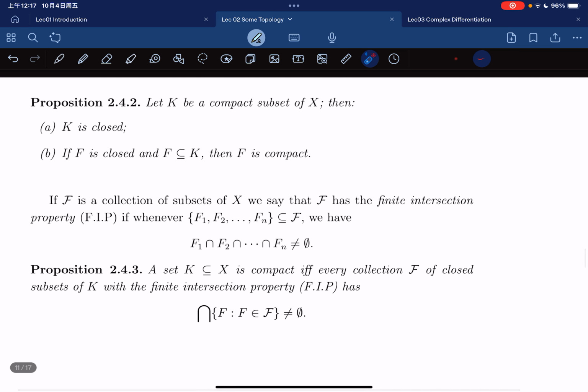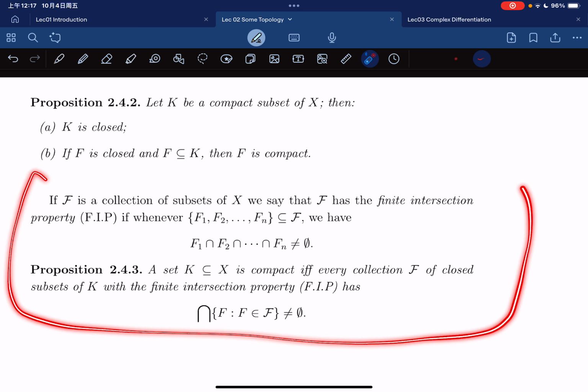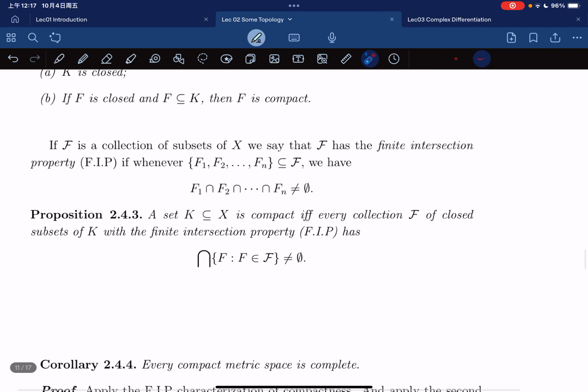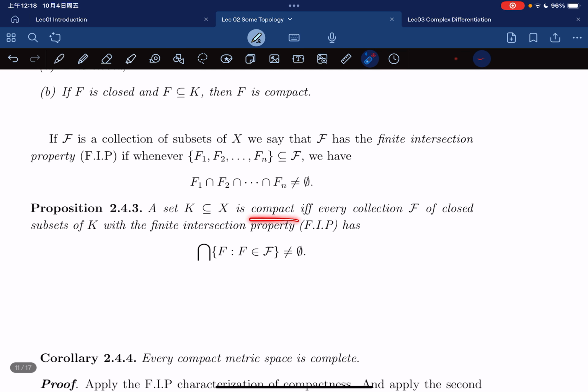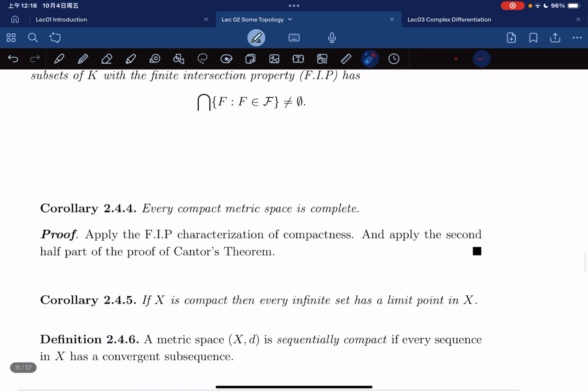And we also have the finite intersection property. So we can use De Morgan's law or the contrapositive to prove that a set is compact if and only if for any collection of closed subsets with the finite intersection property, the intersection is not empty. Okay? So yeah, and we keep on going.